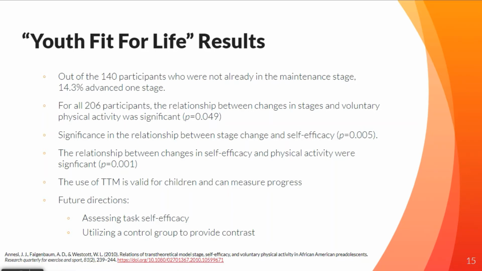So the results of this intervention were that a significant percentage of children advanced a stage throughout the stages of change. For all 206 participants, the relationship between stages and changes in stages and voluntary physical activity was significant. Another significant relationship was the stage change in self-efficacy, and the changes in self-efficacy and physical activity were significant as well. So overall, we can take away from this that the use of the trans-theoretical model is valid for children and can measure progress.